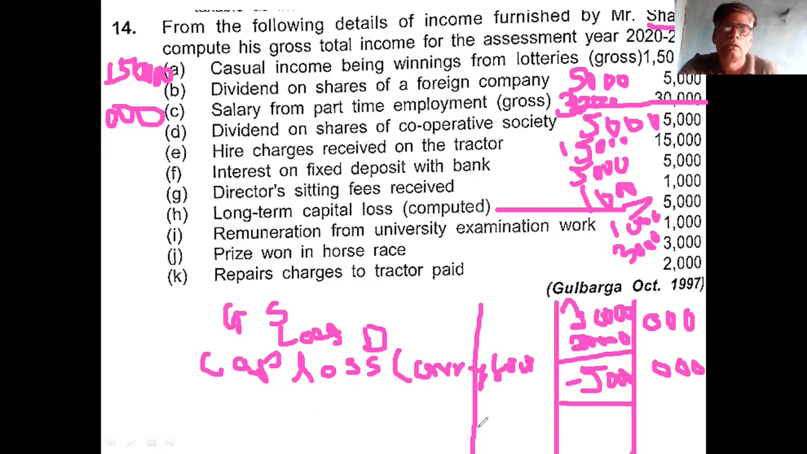Then you write other source. You write all the other source items one by one in the middle column. Then less deduction under section 57, repairs 2000. You deduct 2000 and take the outer column. Outer column income. And your answer should be changed. Whatever answer is given in the book will not be the same as your calculation. Your calculated income differs from the book answer by rupees 30,000.